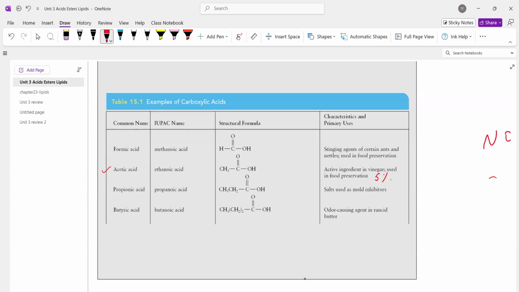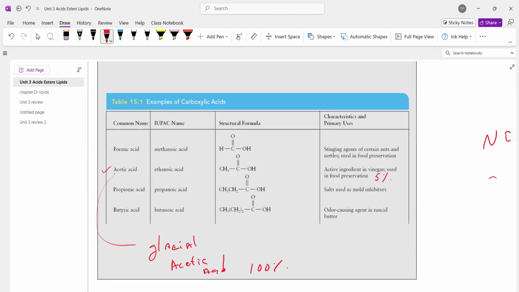So whenever you make it from wine or whatever, usually a fruit, whatever you make it from, they'll then adjust it after the fact to make sure it's at 5%. Now you can buy acetic acid that's more concentrated than that. In fact, the real concentrated acetic acid is called glacial acetic acid. That's 100% acetic acid, no water at all.